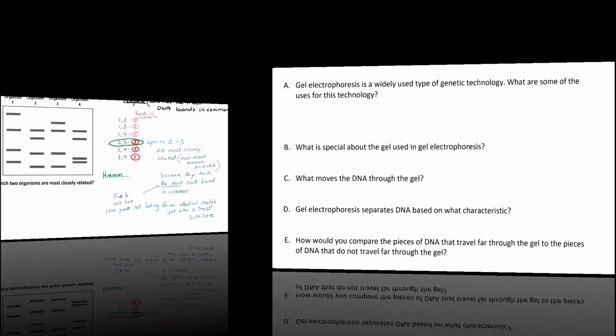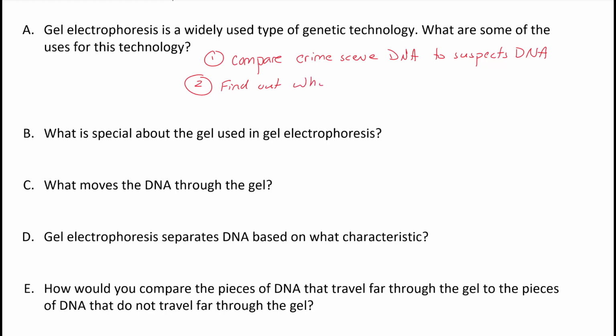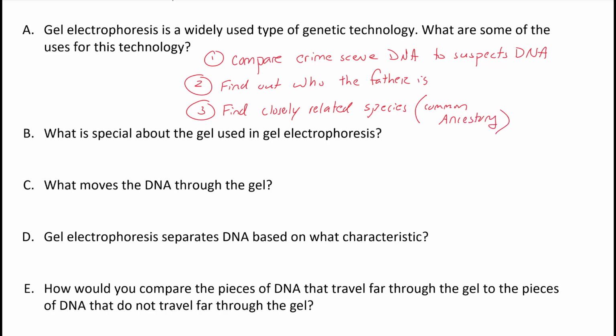Some practice questions or review questions. Gel electrophoresis is used for what? Compare crime scene DNA to suspect DNA. Find out who committed a crime. 2, find out who the father is, or who a parent is, or which child doesn't belong genetically to a family. Or 3, you find closely related species. See which species is more closely related to a human or more distantly related to a human. A lot of implications behind that.